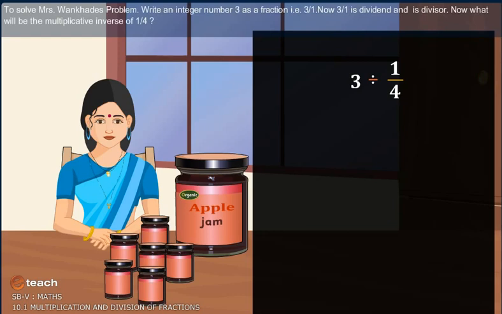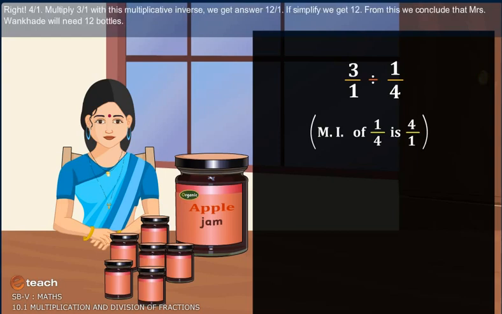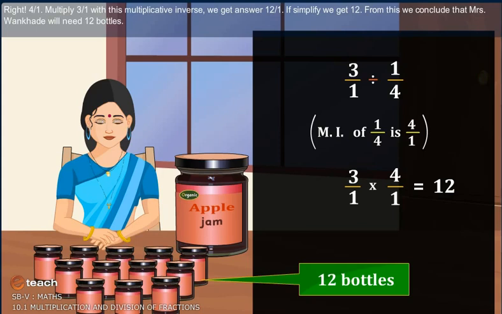To solve Mrs. Wankhede's problem, write the integer 3 as a fraction, that is 3 by 1. Now 3 by 1 is the dividend and 1 by 4 is the divisor. Now students, what will be the multiplicative inverse of 1 by 4? That's right! 4 by 1. Multiply 3 by 1 with this multiplicative inverse. We get 12 by 1. If we simplify, we get 12. From this, we conclude that Mrs. Wankhede will need 12 bottles.